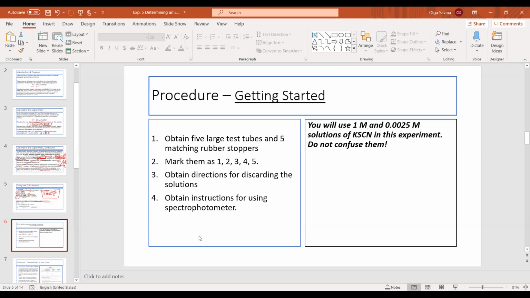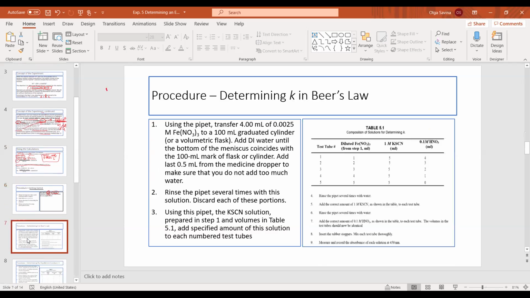You will have 5 large test tubes. You have to mark them and discard all solutions into a special waste container, and know how to use the spectrophotometer. What is important? We will use 2 different solutions of potassium thiocyanate. One of them is 1 molar, another one is 0.0025 molar solution. We have to pay attention to that.